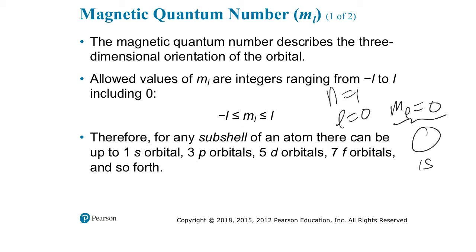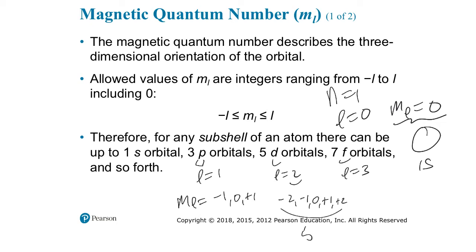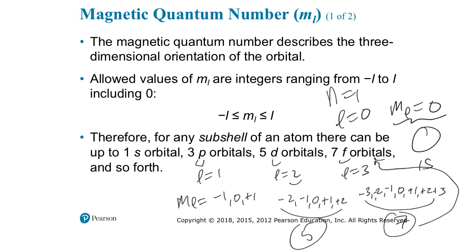Well, sure we can, because the idea of what a p is, it's when L is equal to 1, d is L equal to 2, f is L equal to 3. And so think of the range of values here. When L is equal to 1: minus 1, 0, plus 1. When L is 2: minus 2, minus 1, 0, plus 1, plus 2. So that's 5. And then minus 3, minus 2, minus 1, 0, plus 1, plus 2, plus 3. So that's 7 values of m sub L. That's 7 orbitals for, say, the f set. Okay, so we're getting different numbers of orbitals within each of the subshells.